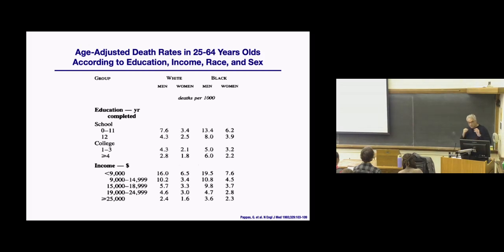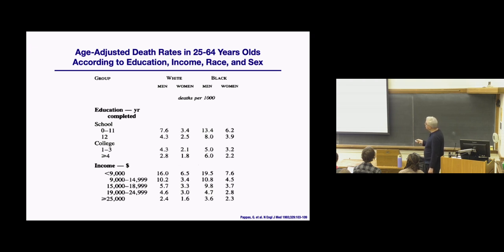Now, if you're poorer or less educated, you're clearly more likely to die. And this has been observed for a very long time. And there is pertinently a convincing gradient in this. So this slide shows the age-adjusted death rates in 25 to 64-year-olds according to education, income, race, and sex. Okay? So for example, if you're a white man and you don't graduate from high school, you have 7.6 deaths per thousand. If you graduate from high school, 4.3 deaths per thousand. A little bit of college doesn't change much, but if you complete college, you're even less likely to die.